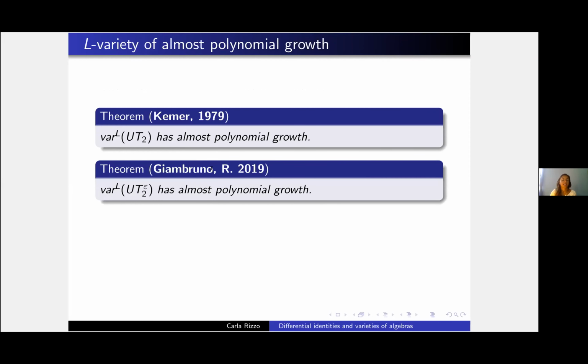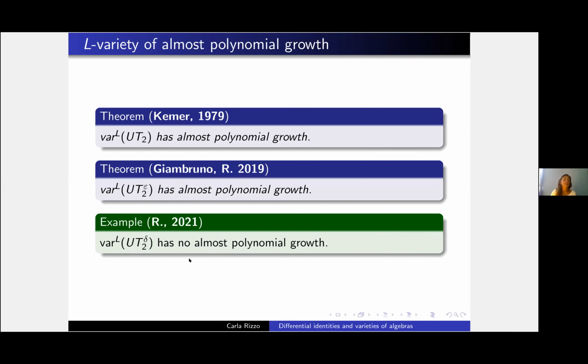Also, Giambruno and I proved in 2019 that the variety generated by UT2 epsilon also has almost polynomial growth. These two varieties have almost polynomial growth. But, for example, the variety generated by UT2 delta has no almost polynomial growth. In fact, even if UT2 delta has exponent 2, this variety has no almost polynomial growth. It has a subvariety, this one, the variety generated by UT2.